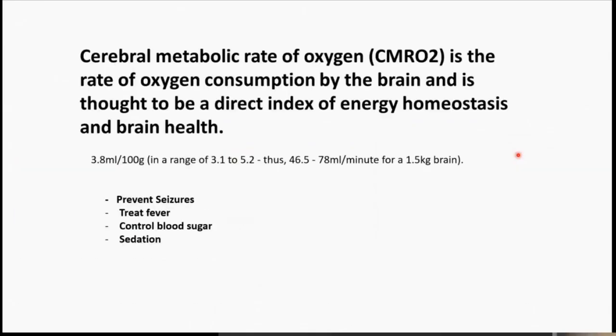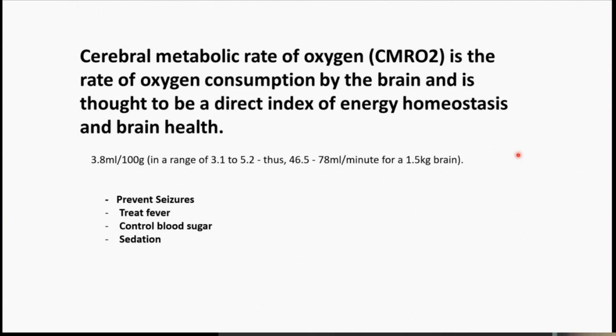So the other thing is the cerebral metabolic rate of oxygen, the amount of oxygen that the brain uses. The brain uses about 3.8 mL per 100 grams, and this is about an average of 55.2 mL per minute for somebody with a brain that weighs about 1.5 kg. What can I do to decrease the metabolic rate, so I protect the brain from going into ischemia and infarction? First, prevent seizures.